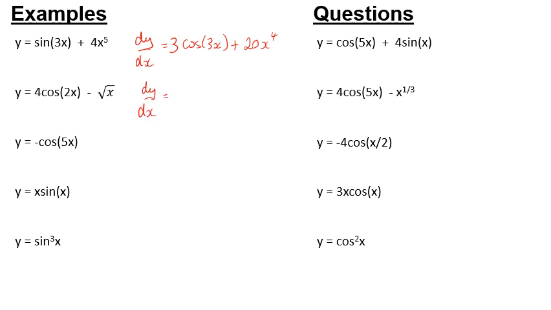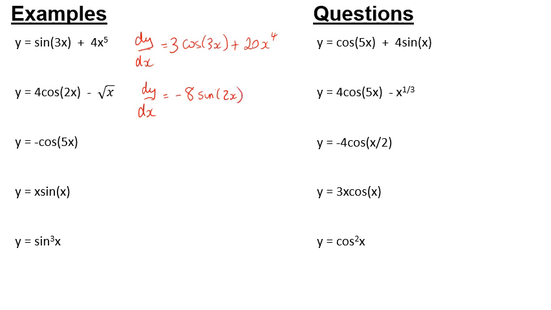Okay, moving on to the second one. Now when you differentiate cos, it turns into minus sine. So this is going to become minus 4 sine 2x, but then don't forget I'm also going to times by the differential of the bracket. So it's going to become minus 8 sine 2x.